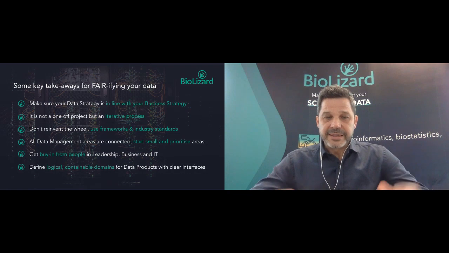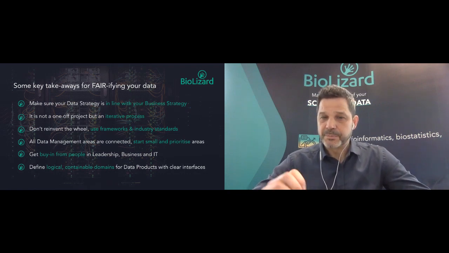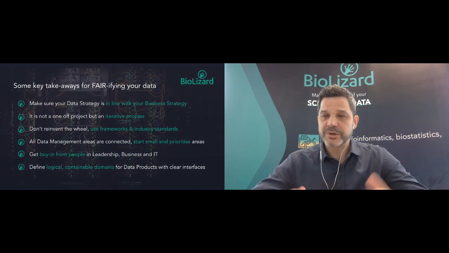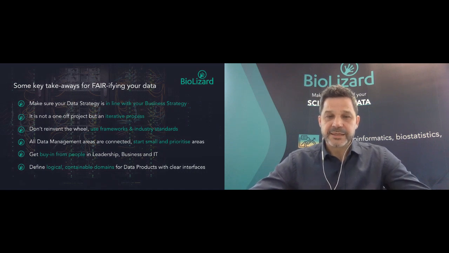All these data management areas are very much interconnected. So start small, pick one use case, as we will see in our real life example, and prioritize what you do. Again, important, get buy-in from people, not only the leadership, of course, important, but also business and IT. Make sure that they work as one team, because otherwise your initiative will fail.